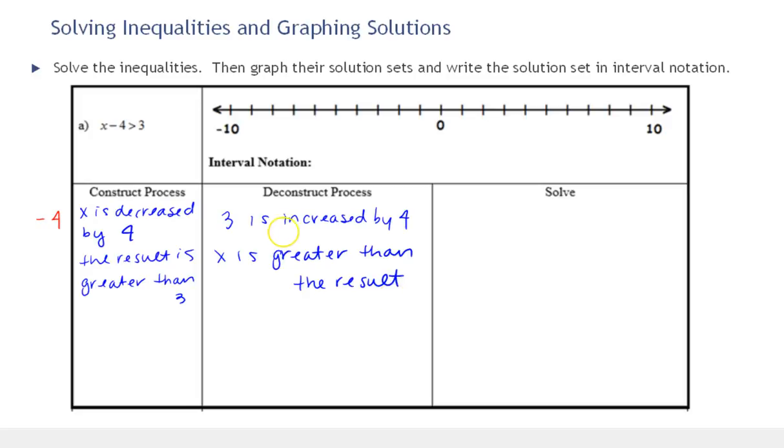So here we have, we'll write this as 3 is increased by 4. Now I have x is greater than the result, so I'm not going to put this on the right. I'm going to put x is greater than the result. Now we can compute 3 plus 4 is 7, so x is greater than 7.